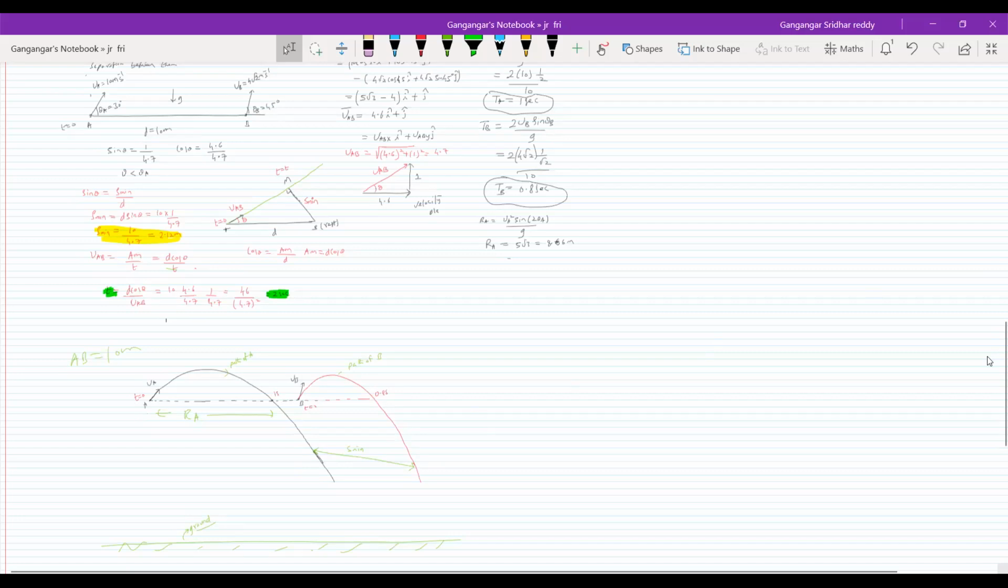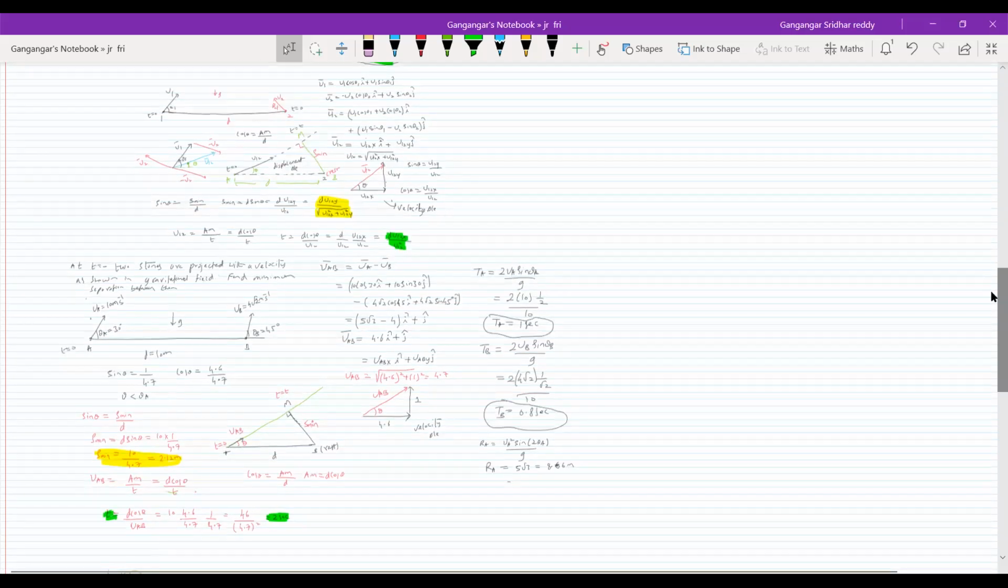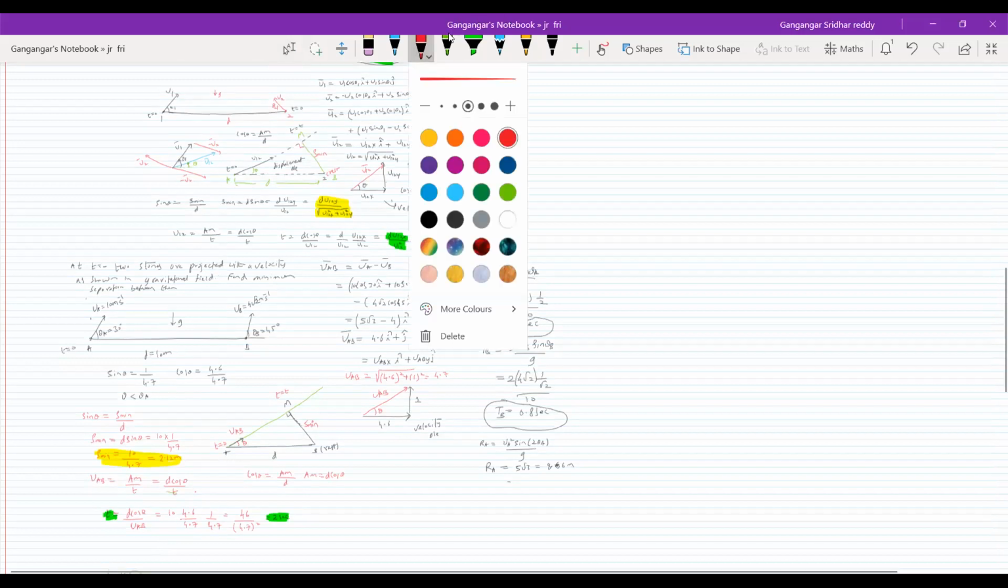Especially in Olympiad questions, they create tricky situations like this rather than asking straightforward questions. They want students to analyze. So the words gravitational field, I think I should underline, rather than saying projected from the ground. This is the thing you have to observe.